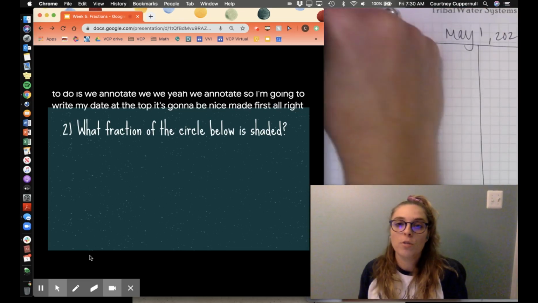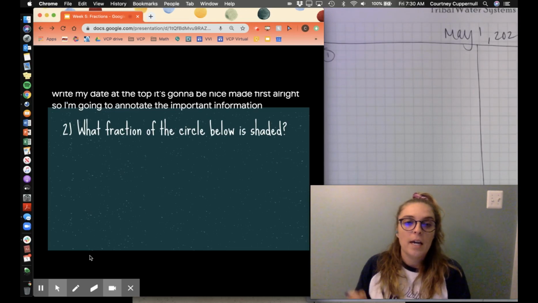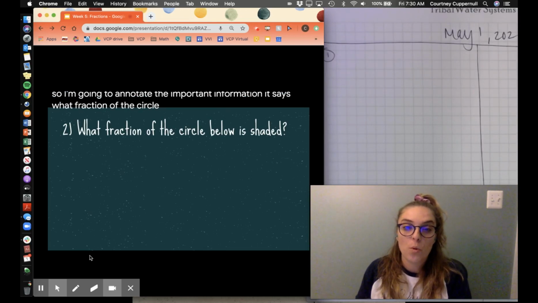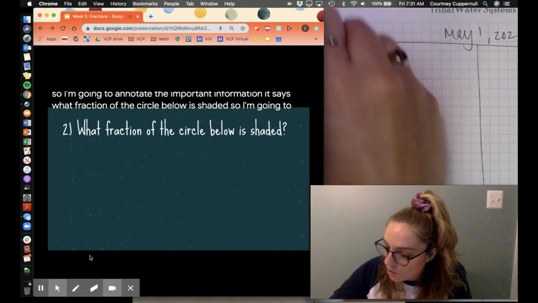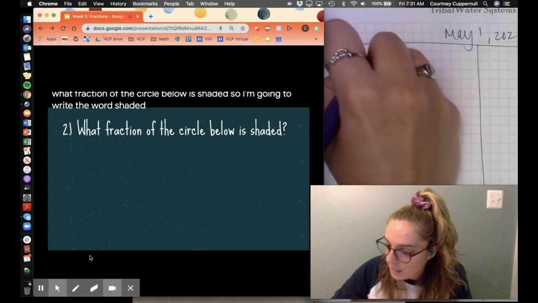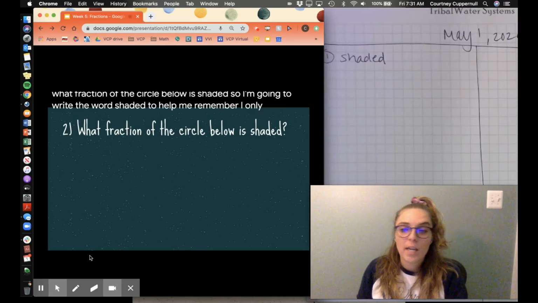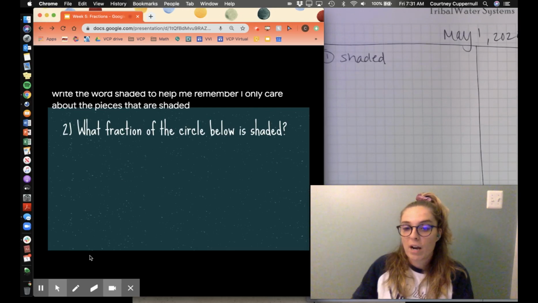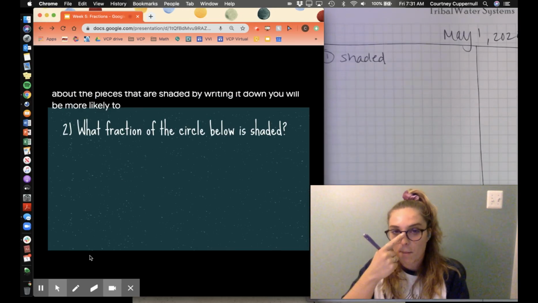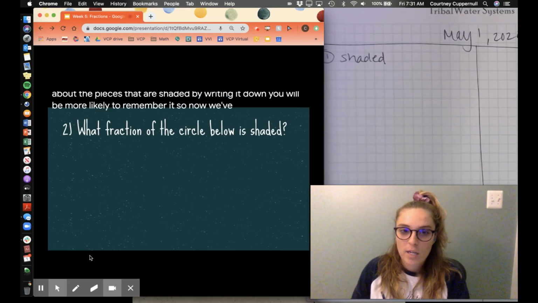All right. So I'm going to annotate the important information. It says what fraction of the circle below is shaded. So I'm going to write the word shaded to help me remember I only care about the pieces that are shaded. By writing it down, you will be more likely to remember it. So now we've annotated the question.